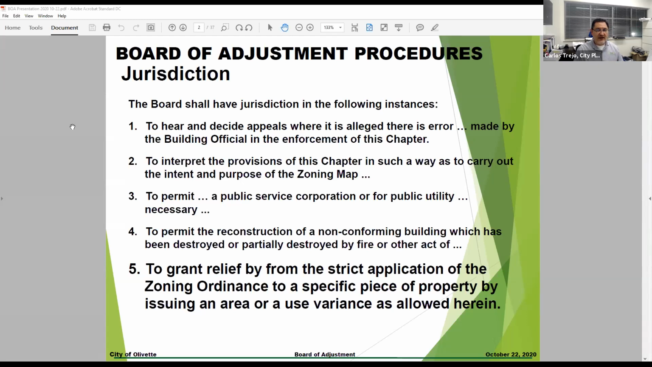Four is when there's a non-conforming structure, meaning a structure that doesn't meet specific sections of the code. If it is destroyed or partially destroyed by fire, before it can get built in this exact same location, you would have to go back to the board. And then fifth, and most importantly, is to grant relief from a strict application of the zoning ordinance to a specific piece of property by issuing an area or a use variance as allowed herein.